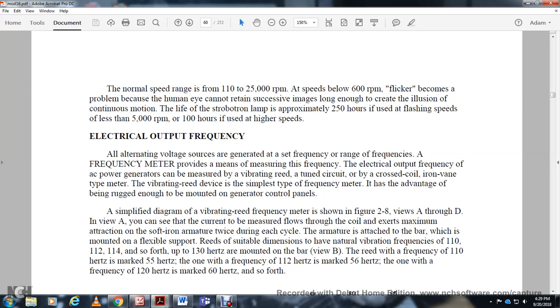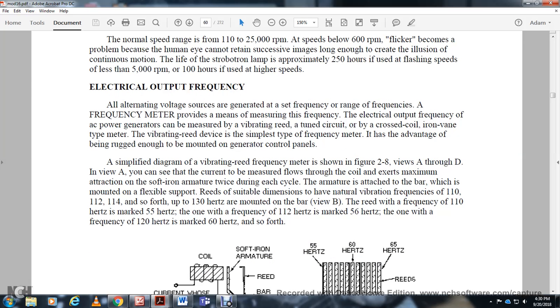Electrical output frequency, the alternating voltage of the generator, is the set frequency. Frequency means the measuring of the electrical output frequency of the power generator, which can be measured by the vibrating reed with a tuned circuit, or by a cross-coil iron vane type. The vibrating reed device is the simplest type of frequency meter, with the advantage of being rugged enough to mount on generator control panels.